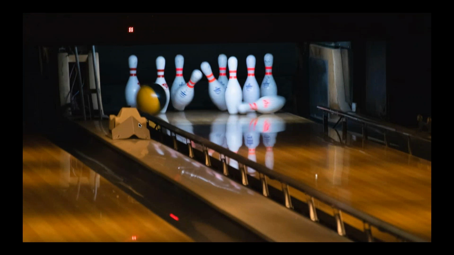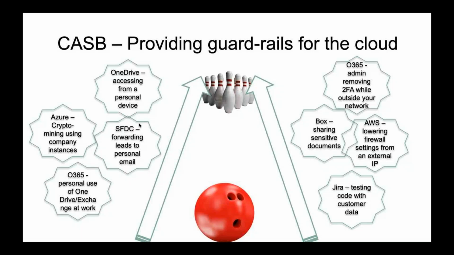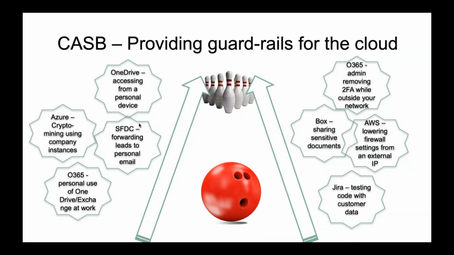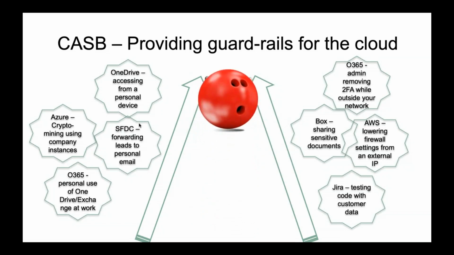So take this analogy, right? When you bring a child to the bowling alley and you put those guardrails up, you score 100. Well, this is what CASB is. It keeps your users going down the middle, in a very cheesy animation, bouncing them back in. They're guardrails for the cloud.